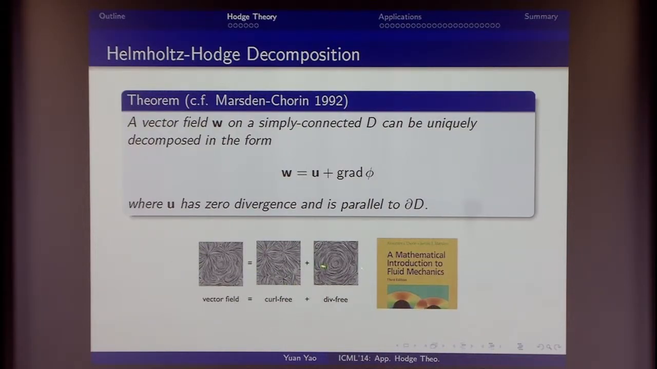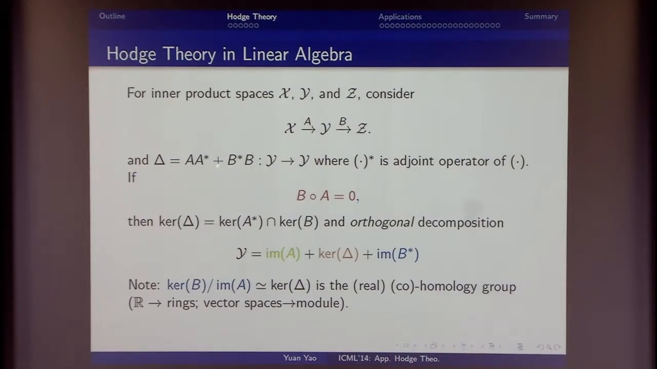So this decomposition actually happens on the plane with a simply connected domain, which means there are no holes in the domain. This picture actually comes from Marsden, who passed away a few years ago, and Chorin's classic book on fluid mechanics. But you probably wonder what the essential elements in this Hodge theory are. So I just give you one particular picture in terms of linear algebra language. You don't need to worry about anything beyond linear algebra.